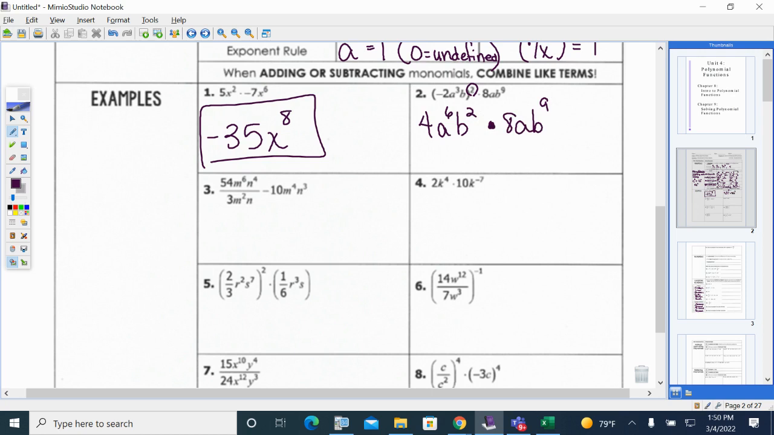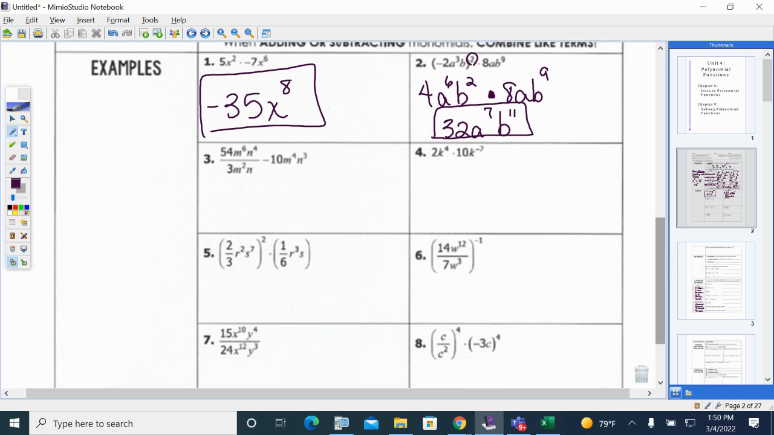So now the operation says to multiply, we're going to add exponents. We are still going to multiply the 4 times the 8 to get 32. A to the 6 plus 1 is 7. B to the 2 plus 9 is 11. And the answer there is 32 a to the 7th, b to the 11th. All right, let's jump down to number 3.